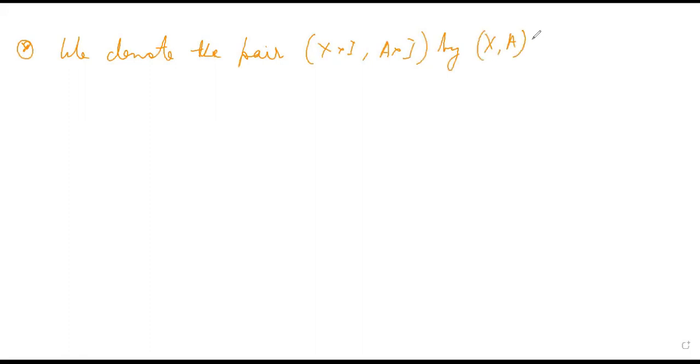Next, some more notations. We denote the pair (X, A) cross I by XA, just for simplicity. What is this? I is simply the closed interval [0, 1].